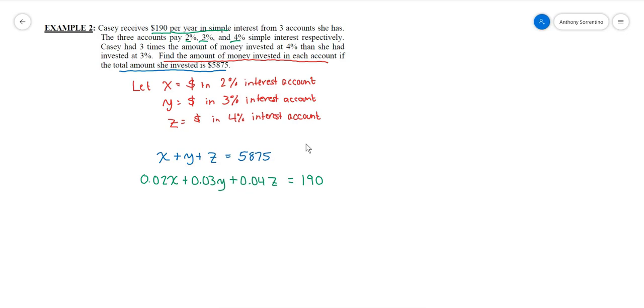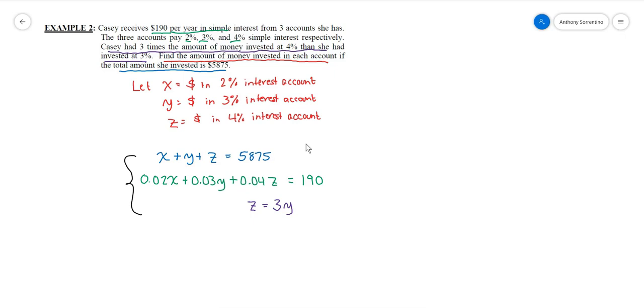comes from Casey had 3 times the amount of money invested at 4% than she invested at 3%. So that means they're telling us a relationship between the variables y and z. X has nothing to do with that statement. They're not mentioning the 2% account at all, so they're saying she has 3 times the amount of money invested at 4% than she did at 3%. That means that the amount she has at 4%, which is z, is equal to 3 times the amount she has invested in the 3% account, which is y. So we know that z equals 3y is the third equation.